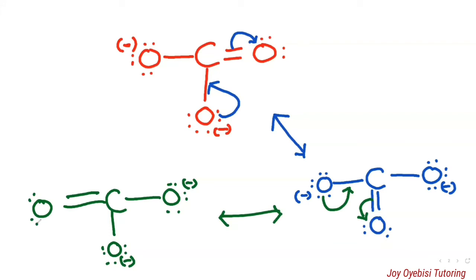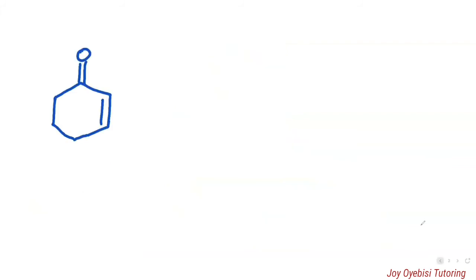So these are all the possible structures you can have. You can move from here back to this one, okay? All right, so that is all the possible resonance forms for this particular compound. Now, let's go on to this one.